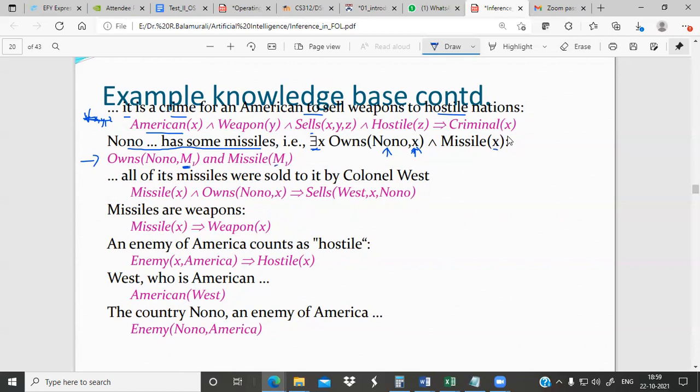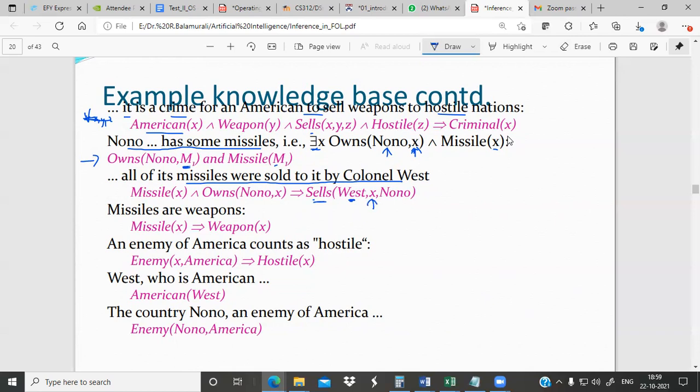Next we take the statement which says that all of its missiles were sold to it by Colonel West. That is, whatever missiles the country Nono has, everything is sold to it by Colonel West. So Missile(x) and Owns(Nono, x): if x is a missile and if Nono owns this x, then it implies that Colonel West has sold x to Nono. So Sells(West, x, Nono), which means that West has sold this particular weapon x to Nono.